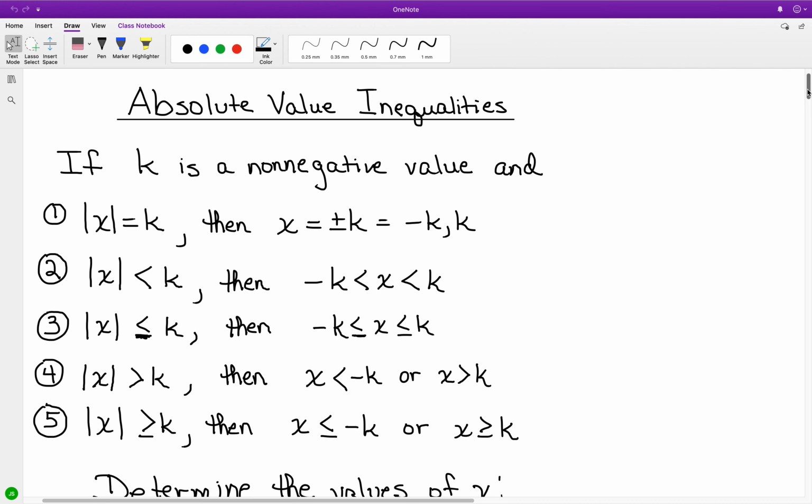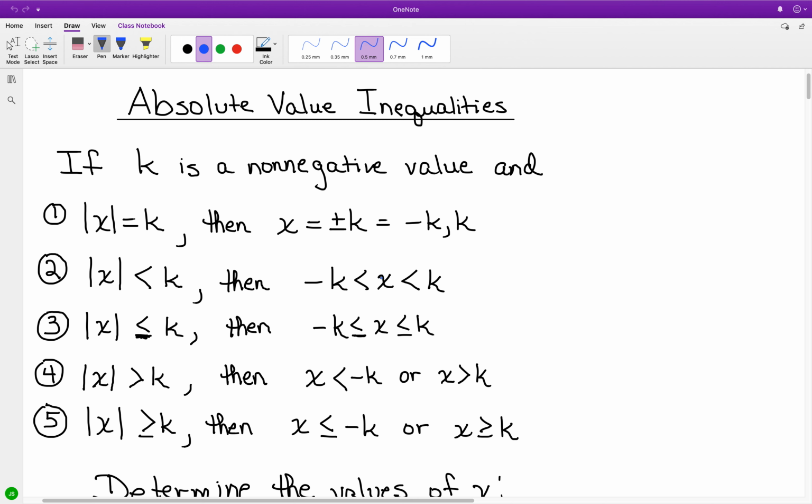All right, we have the rules of thumb. If k is a non-negative value, and we have, first of all, the absolute value of x is equal to k, then we have x is equal to plus or minus k. Now, where the inequalities begin, if k is non-negative and the absolute value of x is less than k, then we have negative k is less than x is less than k.